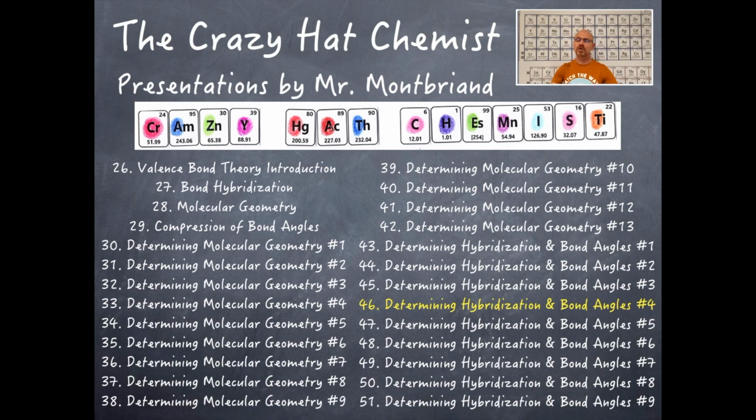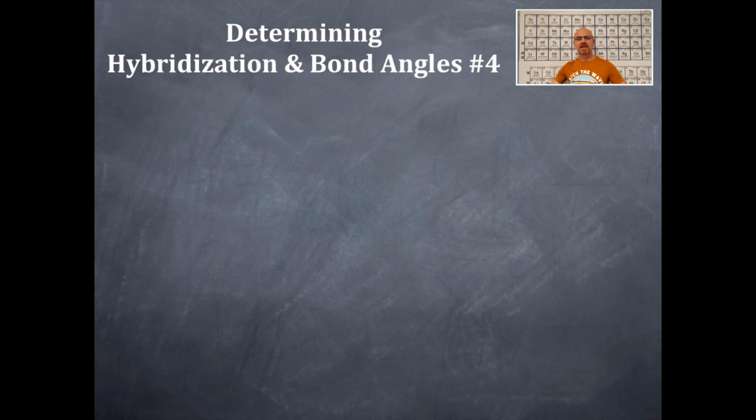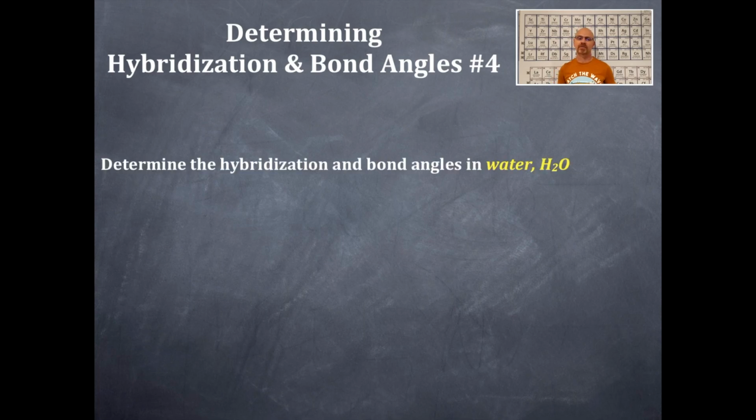So here's another video on bonding. Let's get started. We're going to determine the hybridization and bond angles for number 4. What is number 4? Number 4 is water, or H2O.